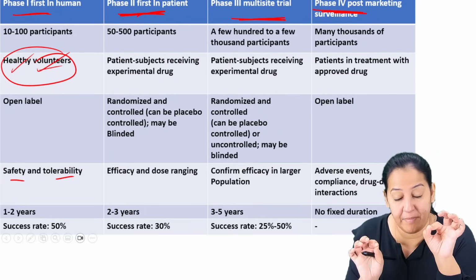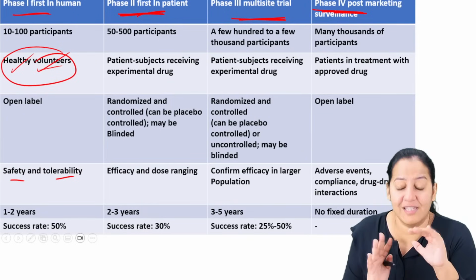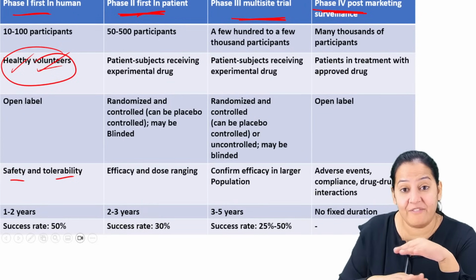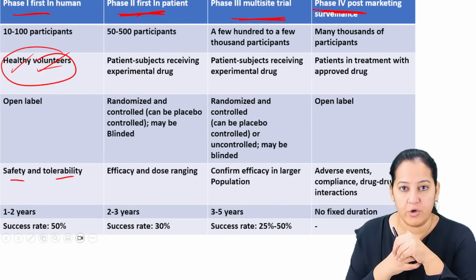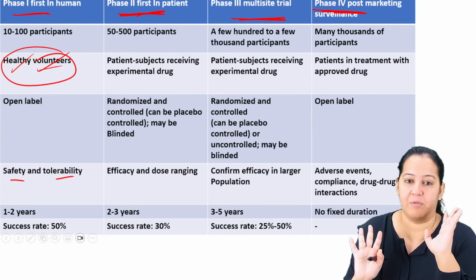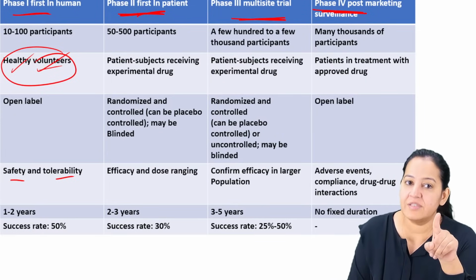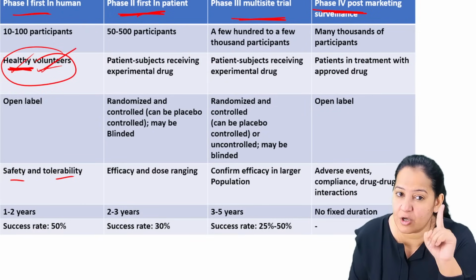It is a volunteer. You will inform the person. It is not a patient. You will inform the healthy person that we are doing a trial. It is for the benefit of the community, for the benefit of the country, for the benefit of humanity. Maybe you will die, we don't know, and you will take the signature that if anything happens, we are not responsible. Got it? So it is voluntary volunteers. We will do it on healthy people, not on patients. Phase 1 is done on healthy people.